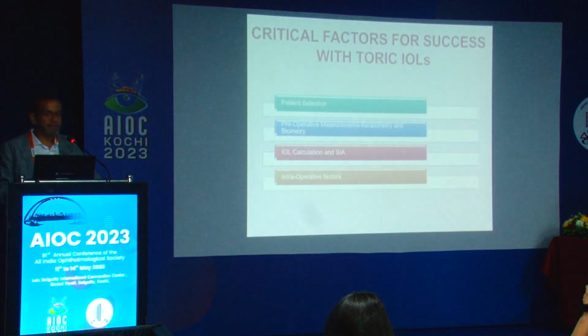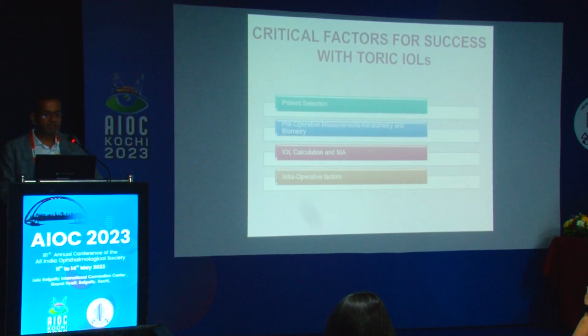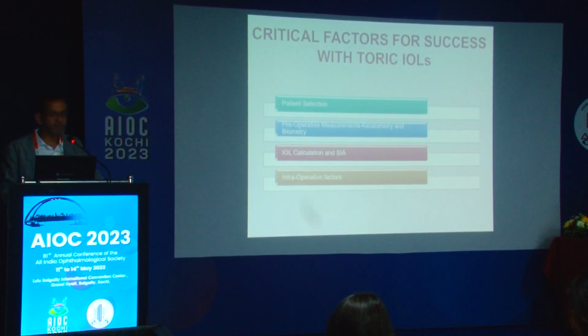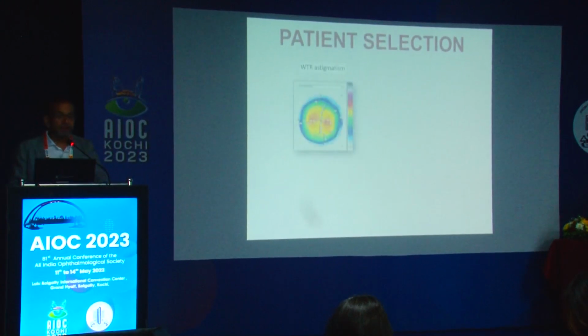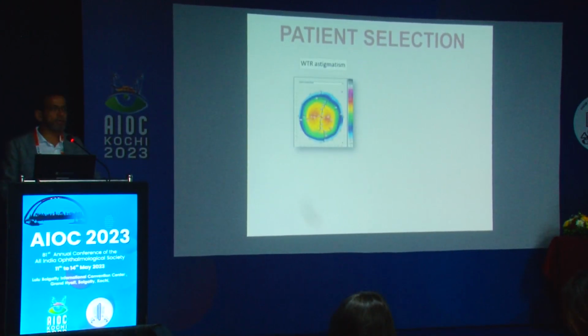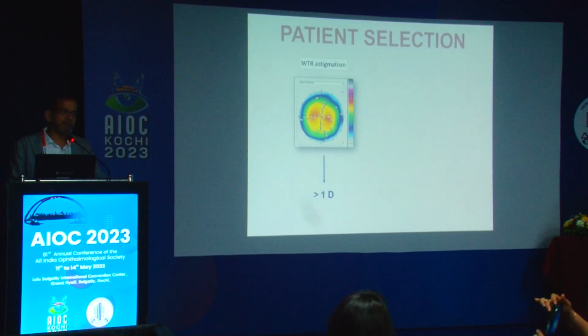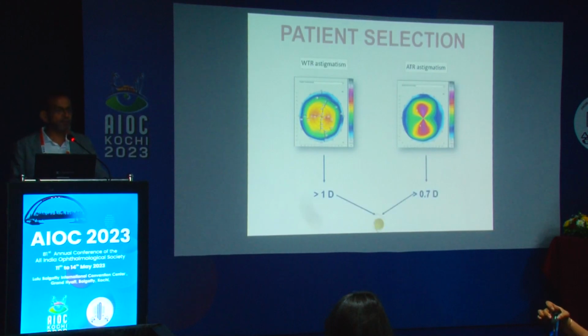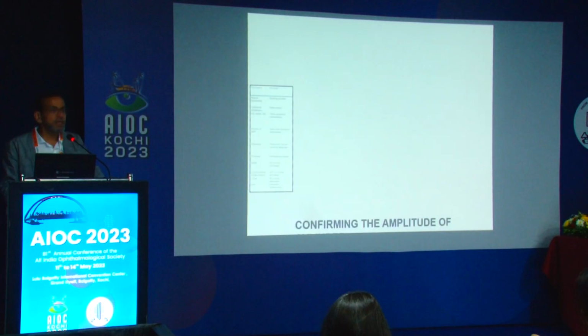So what are the critical factors for success with toric IOLs? A good patient selection, preoperative measurements, that is keratometry and biometry, IOL calculation and knowing one's SIA, and certain intraoperative factors which we will show. Now, in patient selection, in with the rule astigmatism, any patient with an astigmatism of more than one diopter, and in against the rule astigmatism, any patient with an astigmatism of more than 0.6 diopters would be a good candidate for a toric IOL.